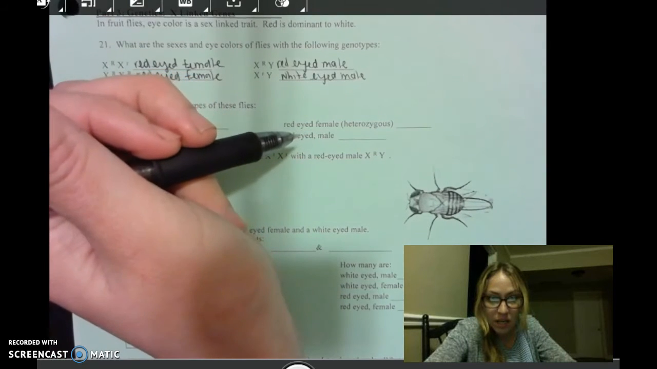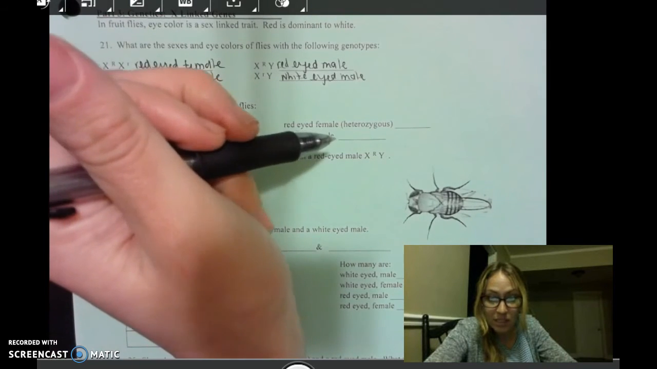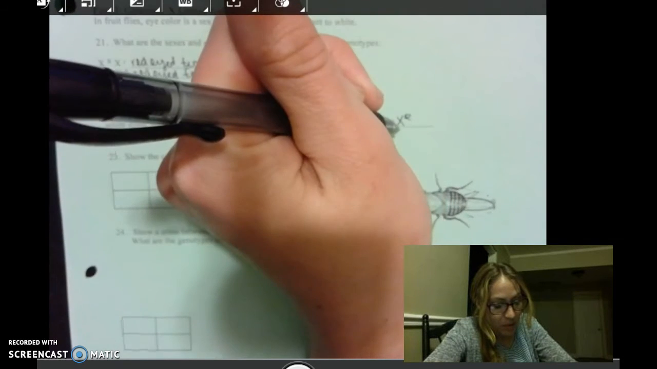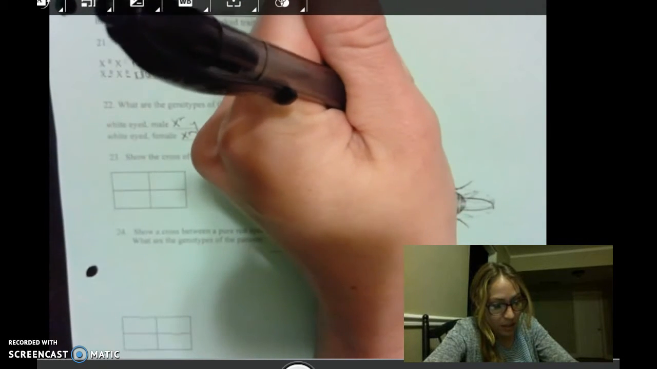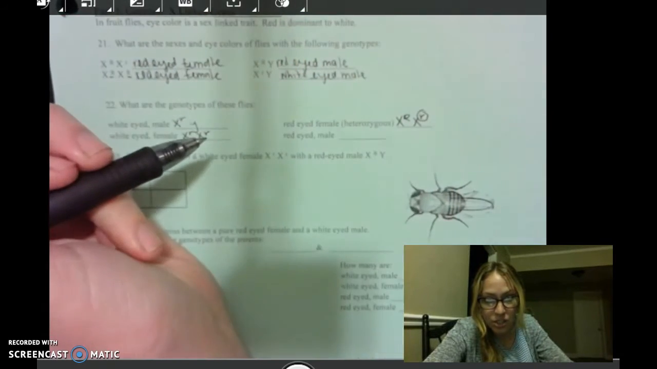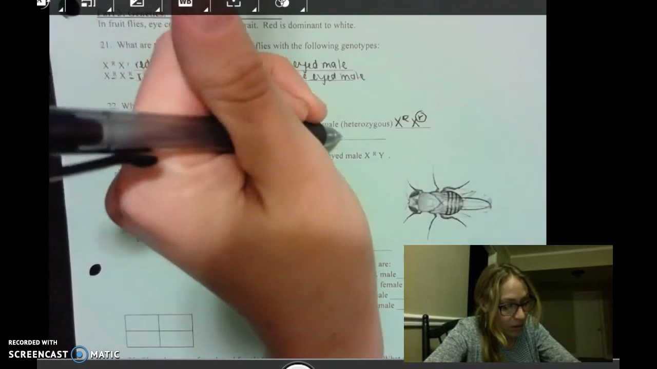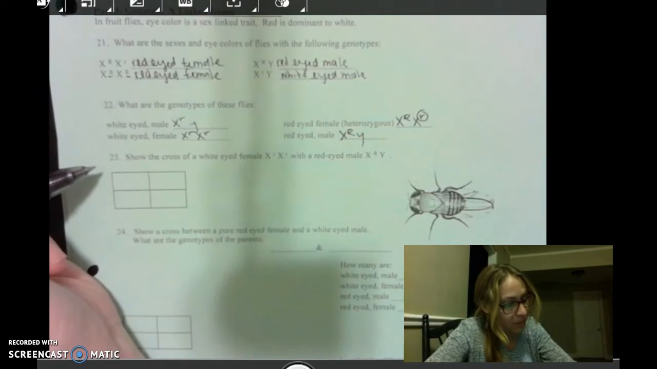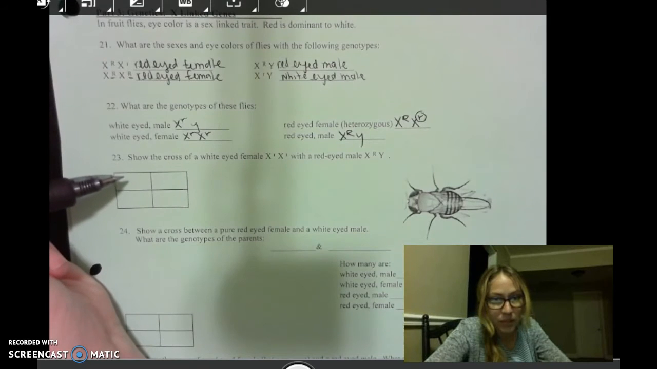That's the same as saying that she's a red-eyed female that's a carrier. So I'm going to say she's got an X with a capital R. That represents the dominant trait. And then she's a carrier for that white-eyed gene. And then I've got a red-eyed male, which means that his one and only X has a dominant trait. And here we're going to put that into a Punnett square.